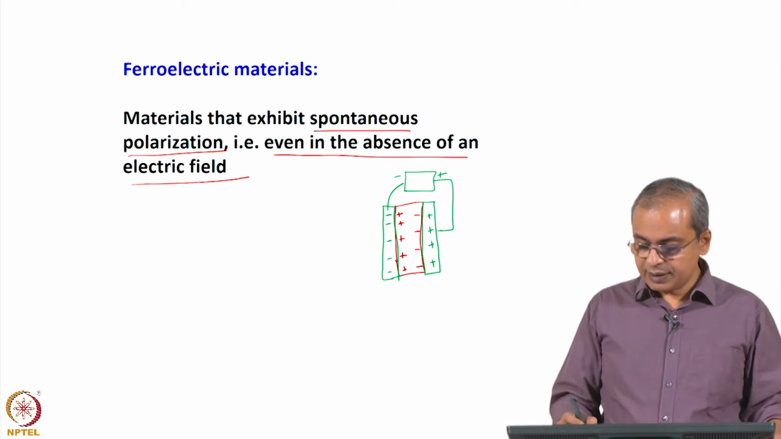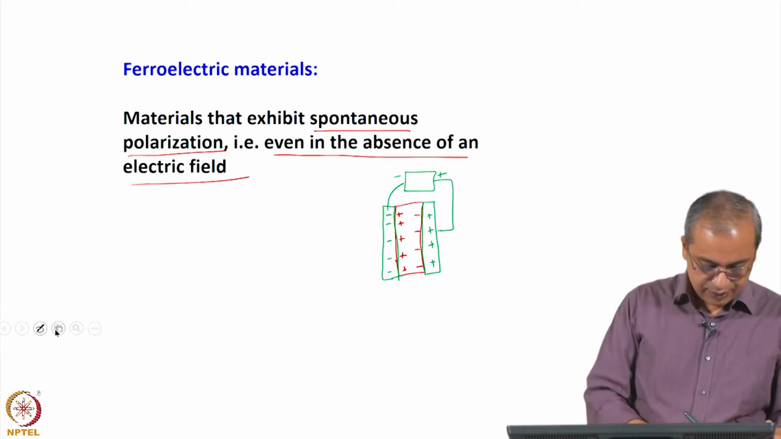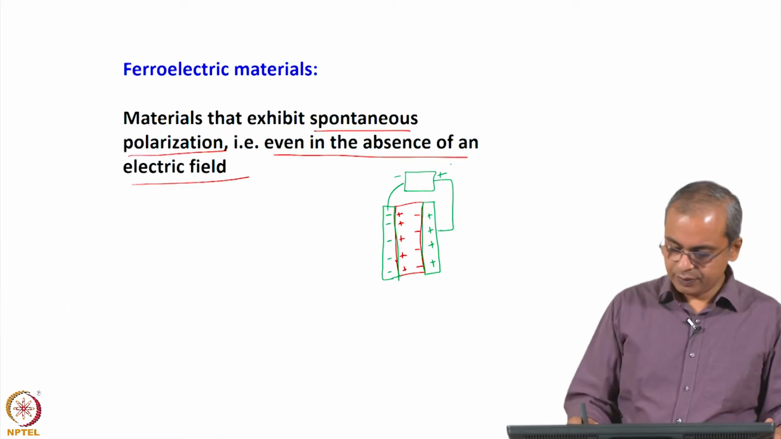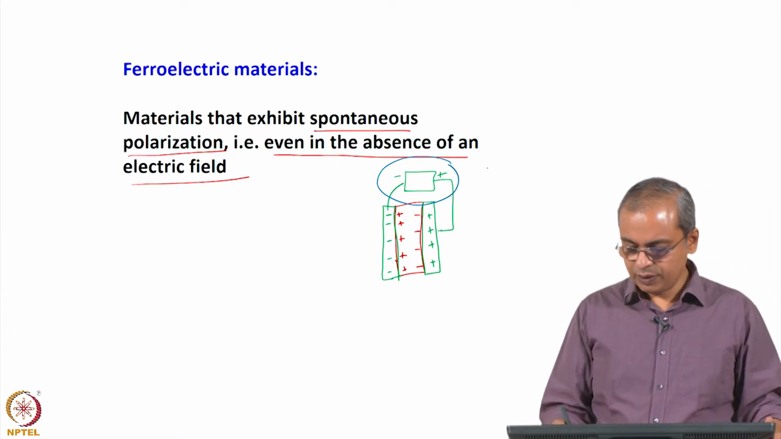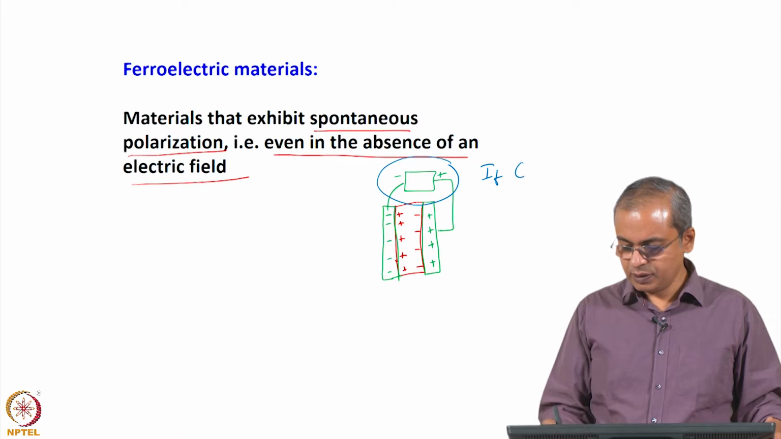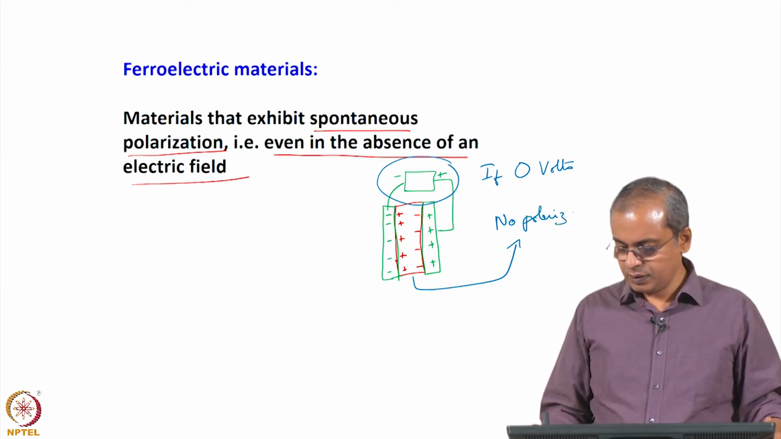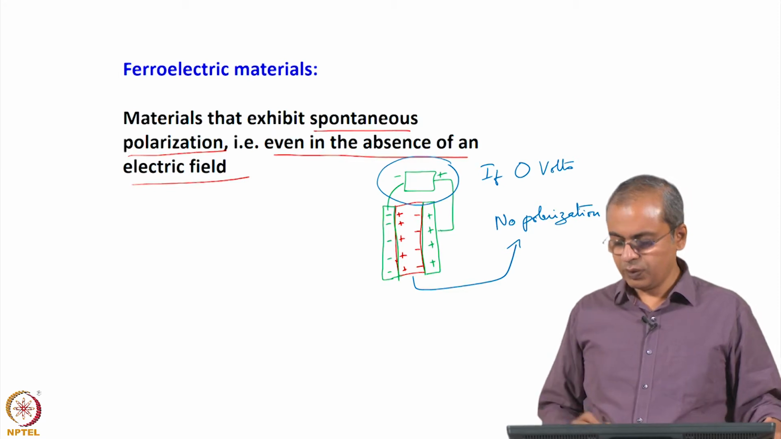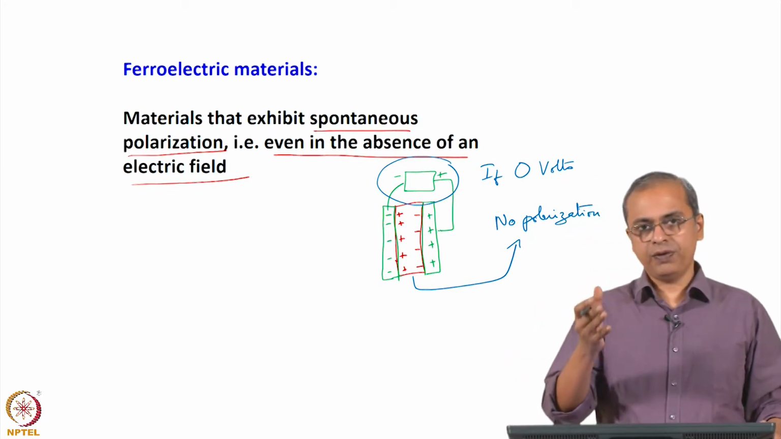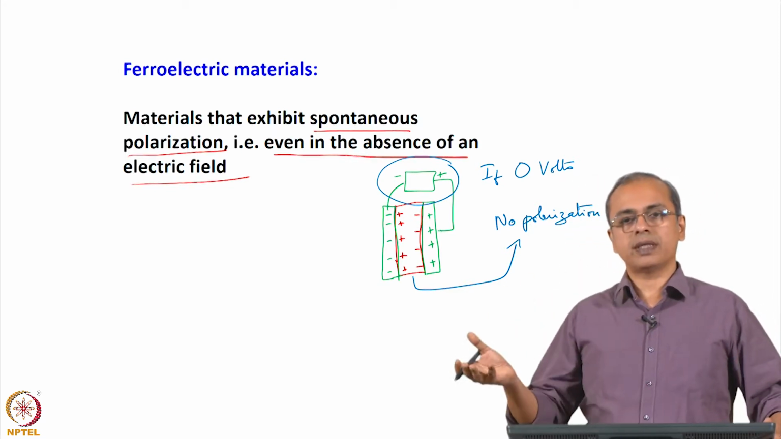So, this is what you see in most materials. Now, when what you are applying drops to 0, if it is 0 volts, then you do not see any polarization. Okay. So, for most materials this is the case, if you put 0 volts you will see no polarization.